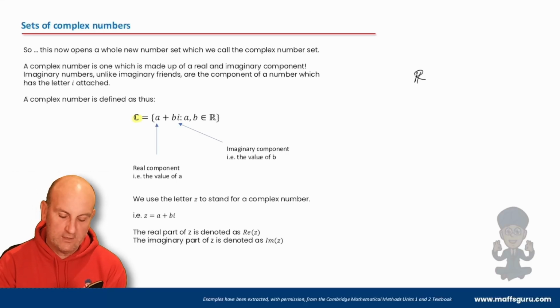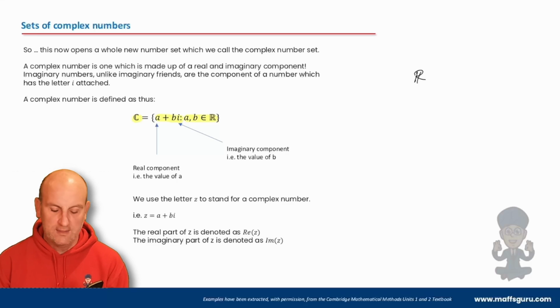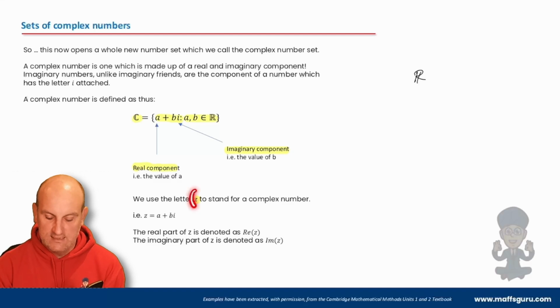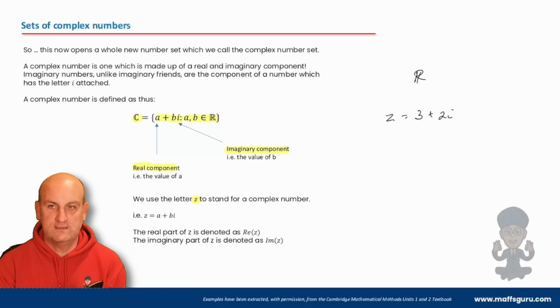Now, the way we define a complex number is a plus bi, where a and b are real numbers. And you go, what? For a complex number, we have two sections to it: a, which is the real component, and b, which is the imaginary component. So we have a real component and an imaginary component. And again, to add even more letters to this, we use the small letter z to stand for a complex number. So if ever you saw something like z equals 3 plus 2i, we know it's a complex number.